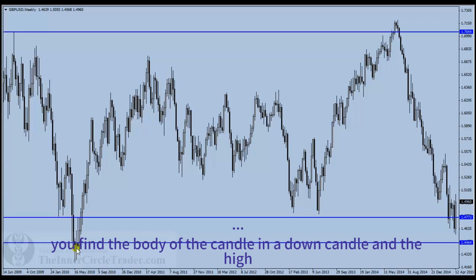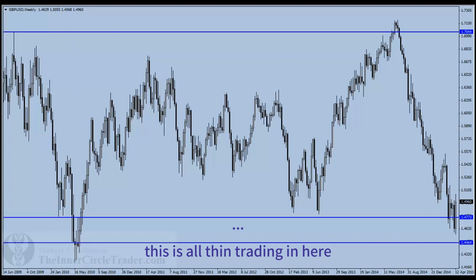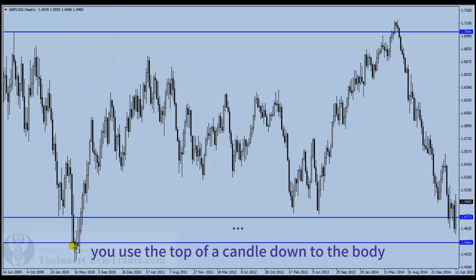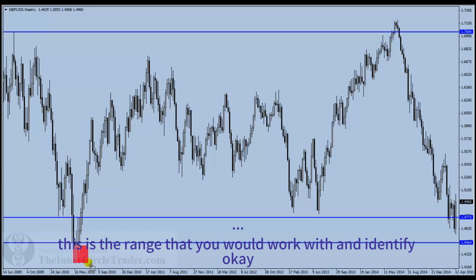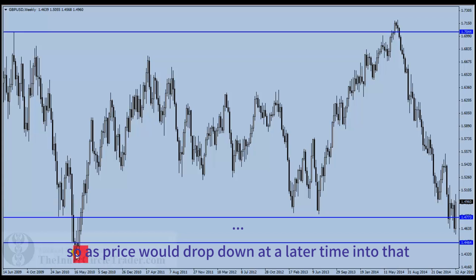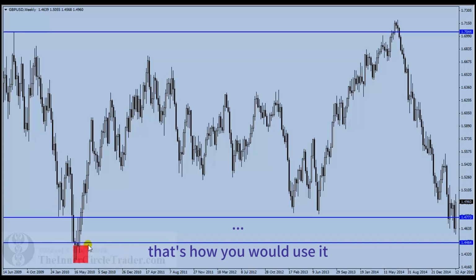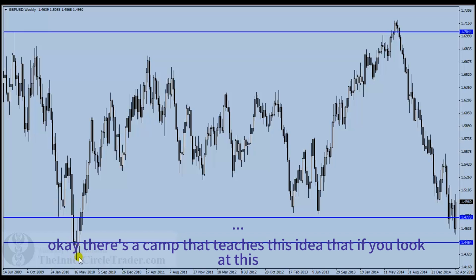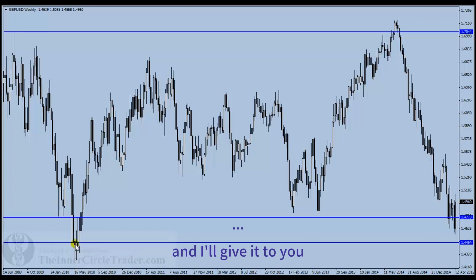There's a camp that teaches this idea, and I'll give it to you kind of like in the way it's presented in their indicator. If you look at it like this, they'll say that this is dynamic support. There's nothing dynamic about that, because in reality, what you're suggesting is that in all of the wick, that's where the interest is in buying, when in fact it's not. This is inerrant price action, and many times it's raids.